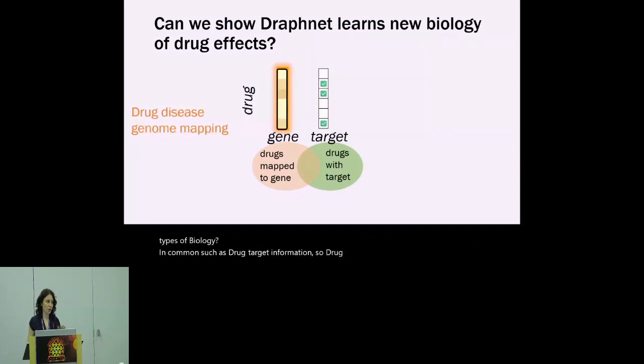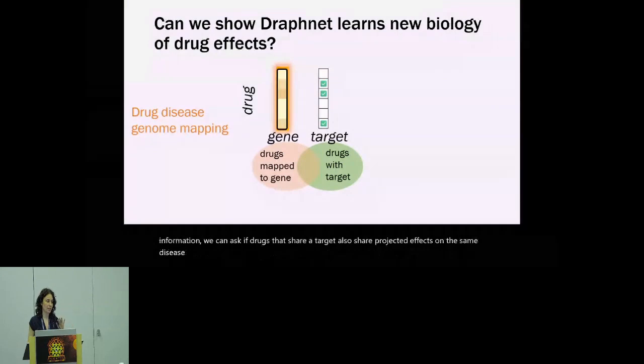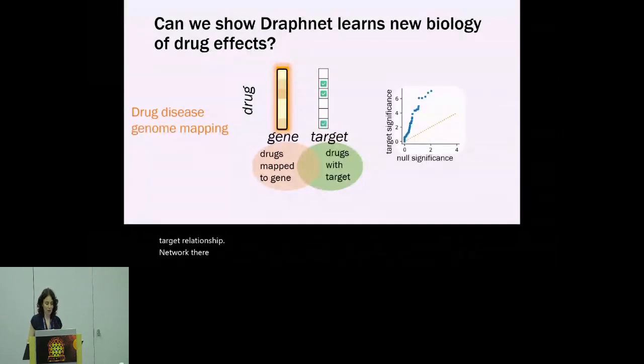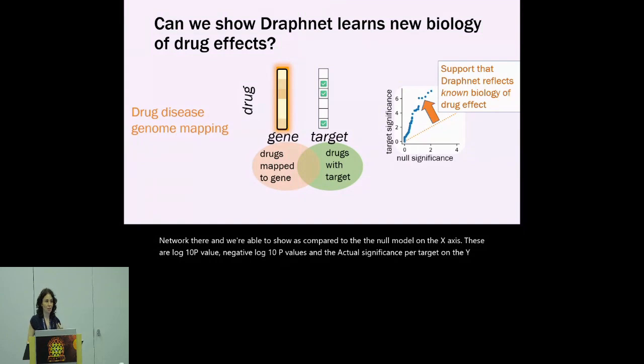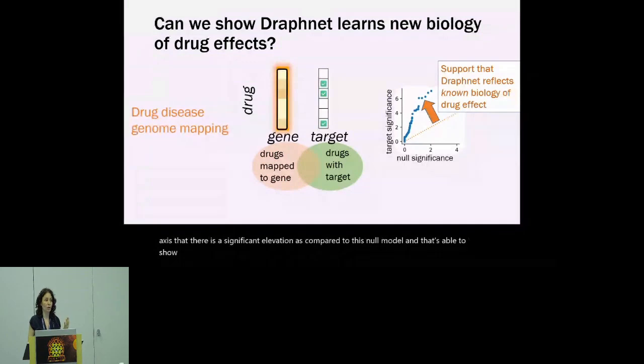So drug target information was in no way used to train our model. It was all in vitro assays that was used. But drug target information, we can ask if drugs that share a target also share projected effects on the same disease gene. And we compare this against a null model, where we just shuffle the drug target relationship network there. And we're able to show, as compared to the null model on the x-axis, these are negative log 10 p-values, and the actual significance per target on the y-axis, that there's a significant elevation as compared to this null model. And that's able to show that we're able to learn something that reflects known biology of drugs.